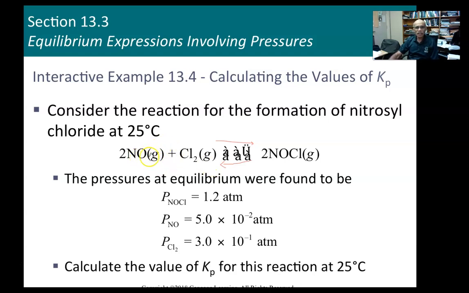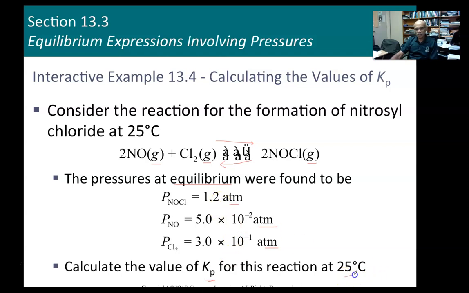Notice the states. This one is a gas, chlorine is a gas, and NOCl is also a gas. So these are all gas quantities. So if you're given the pressure at equilibrium, notice that they're all given in atmosphere units. So you should be good to carry this substitution directly. So again, what we will do is write the equilibrium constant K, which is now going to be Kp, and using these pressures, we can find the value of Kp.